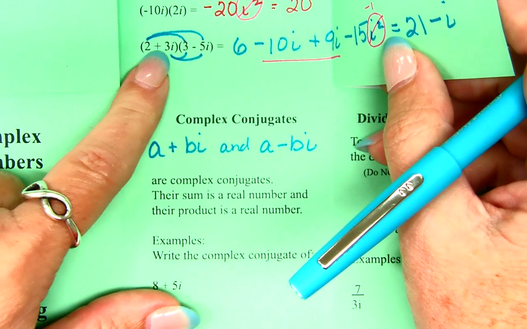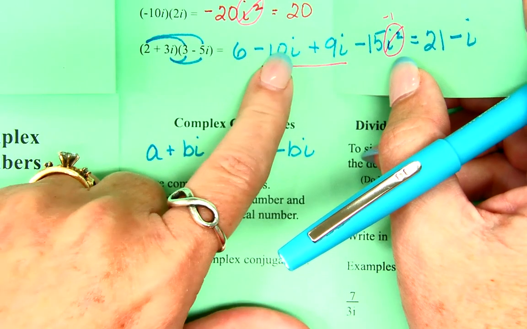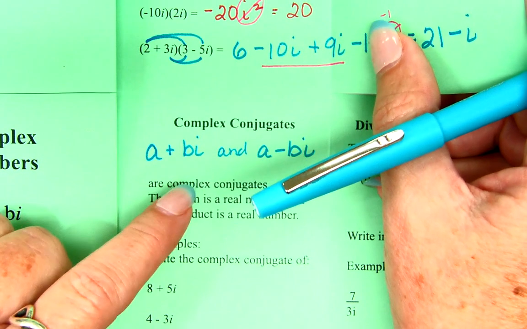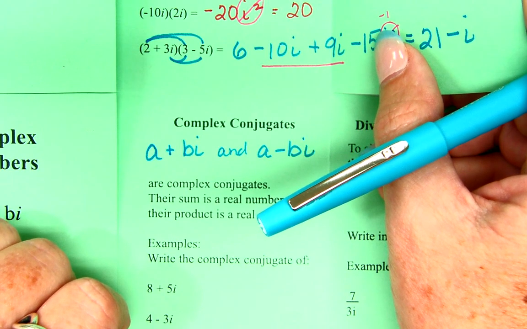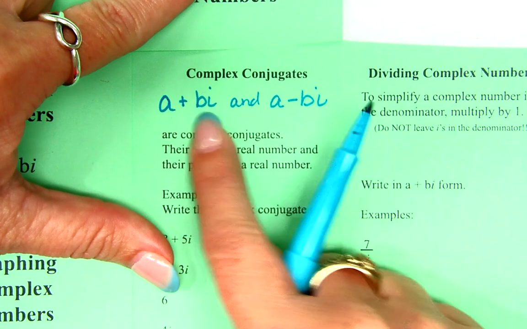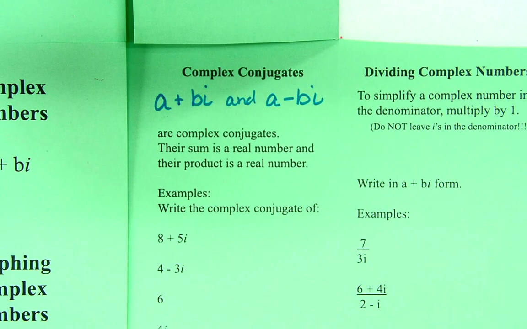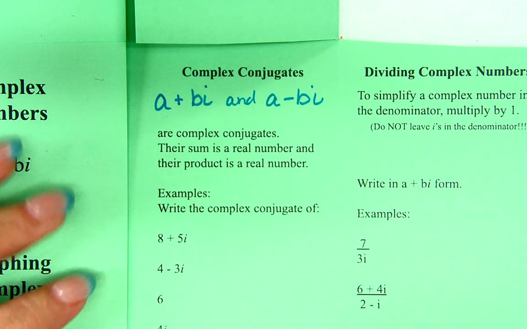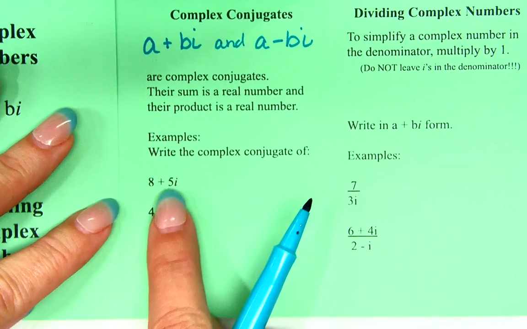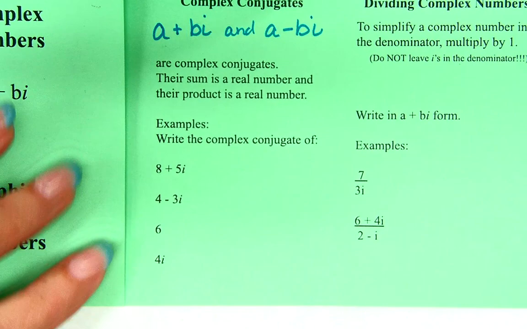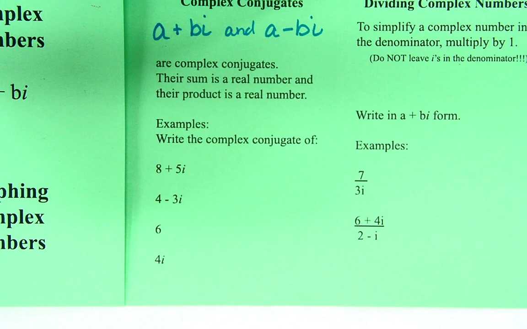Think about if we distributed, the middle 2 terms would be i numbers, and the last term would be an i squared number, but the i squared would go to a real number because i squared is equal to negative 1. But because these are opposites, that middle term would go to 0, wouldn't it? Just like it did when we were multiplying with the radical conjugates. Remember that? Okay, so here's some examples. We'll start right here. Write the complex conjugate of 8 plus 5i. What's the conjugate of that?